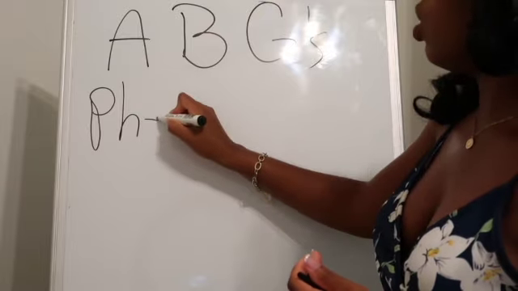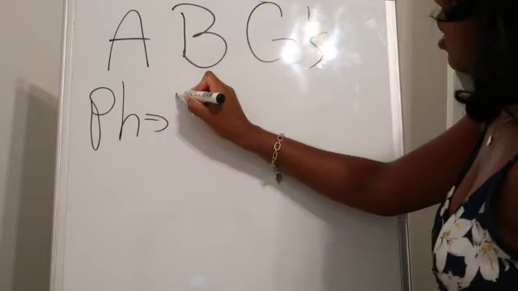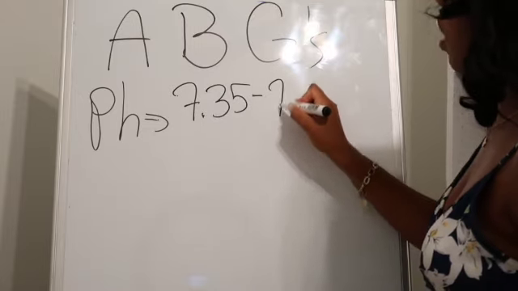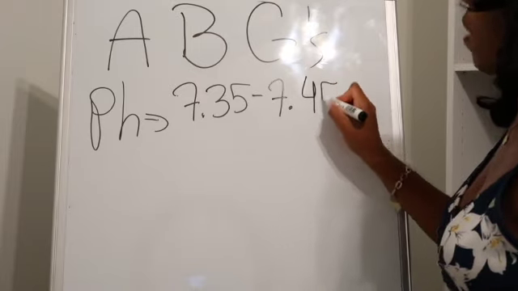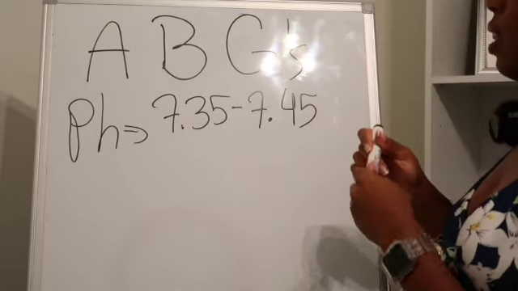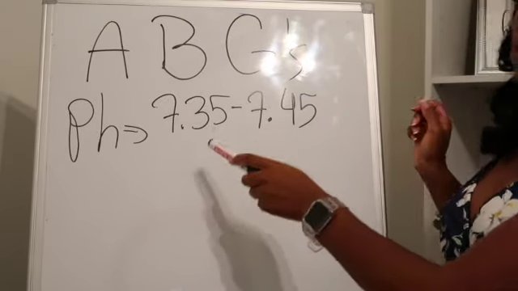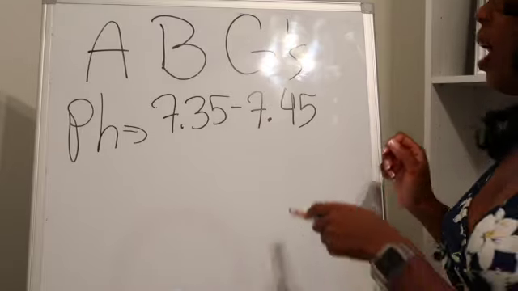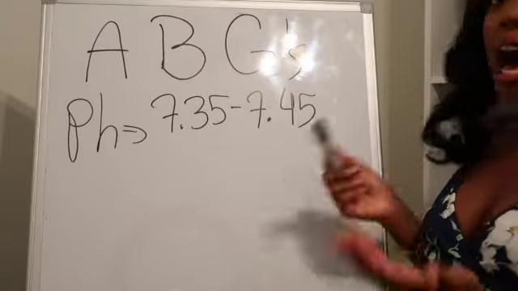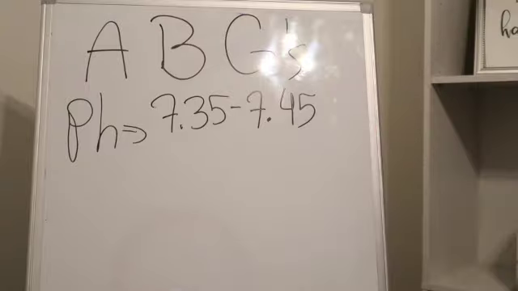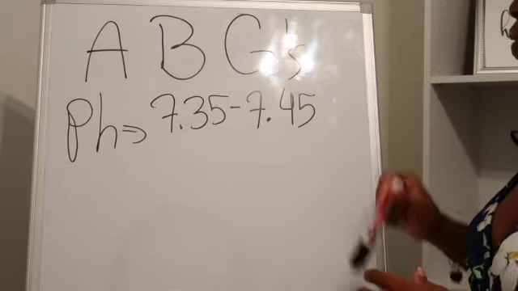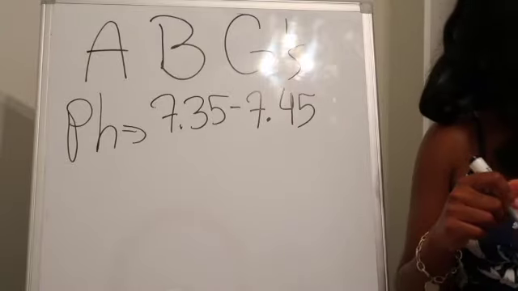The normal pH in your blood is 7.35 to 7.45. So the first component is pH. Anything below 7.35, the blood is going to be abnormally acidic. Anything above 7.45, the blood is going to be abnormally alkaline. So we want to make sure that the blood stays between 7.35 and 7.45. This is how we say normal here.